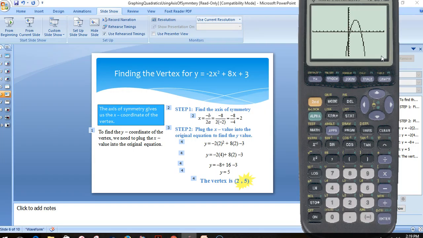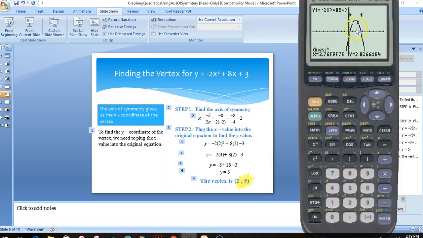Now if I want to see where this vertex is, I can say second calc and pick a min or max. But you have to pick the right one. I know that this is a max, so I'm going to go down to 4 and hit enter. Now I have to pick a left bound. Move it a little bit closer so that it's a little bit to the left of where the max is. Then I'm going to move the blinker a little bit to the right and hit enter. And then you have to take a guess.